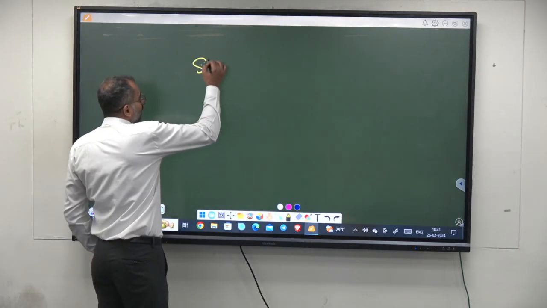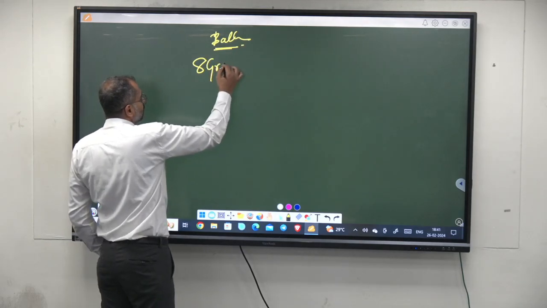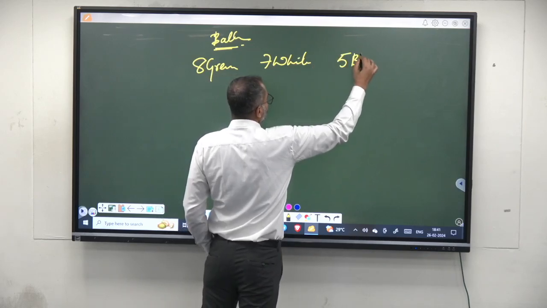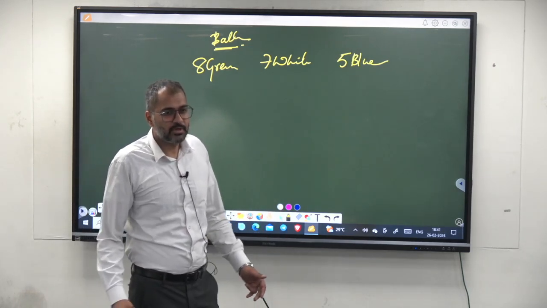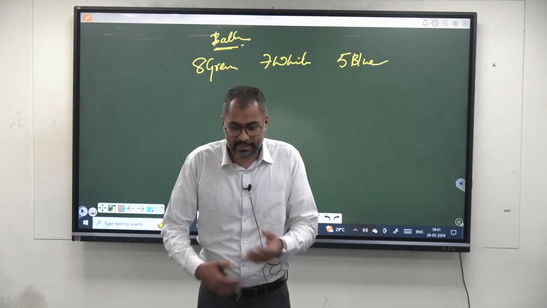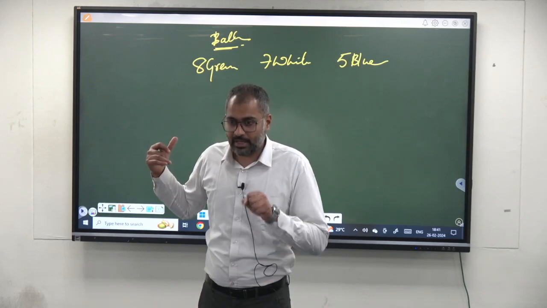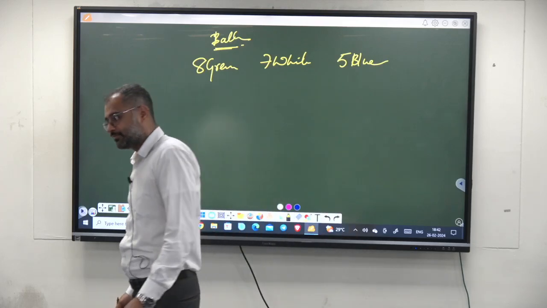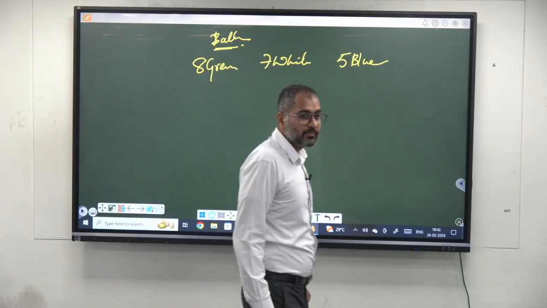Let's say these are the number of balls in the bag. 8 green, 7 white, and 5 blue balls are there in the bag. Now I'll give you a process. In the minimum number of attempts, every time you have to pick one. They are randomly in the bag. Every time you have to pick only one. What is the minimum number of attempts in which you will get all 3 colors?